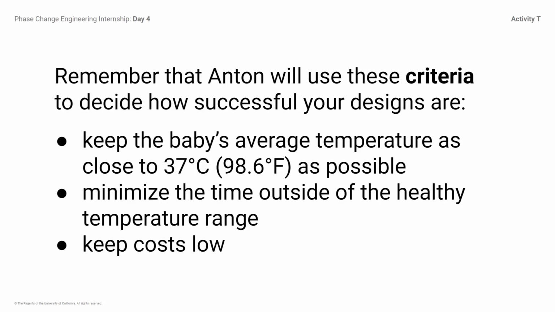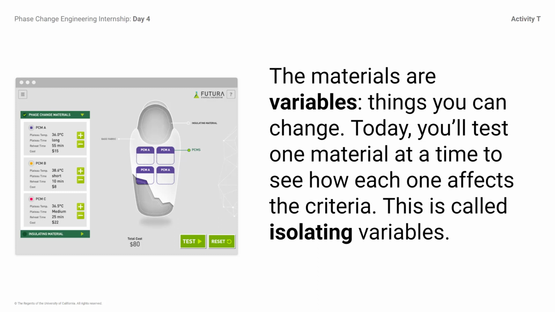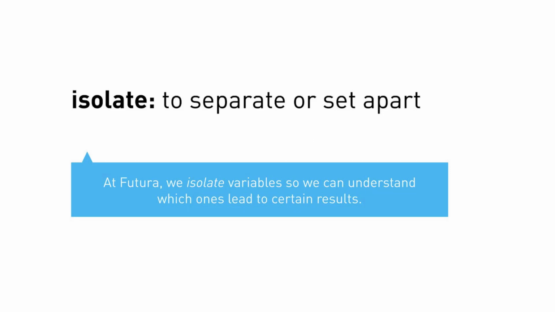Remember that Anton will use these criteria to decide how successful your designs are. Keep the baby's average temperature as close to 37 Celsius or 98.6 Fahrenheit as possible. Minimize the time outside of the healthy temperature range, and keep costs low. The materials are variables, things you can change. Today, you'll test one material at a time to see how each one affects the criteria. This is called isolating variables. Isolate, to separate or set apart.